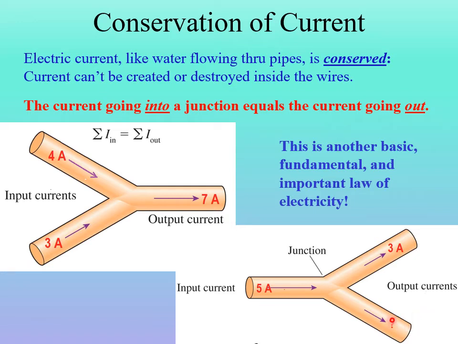Well, the answer must be 2 amps flowing through this pathway, because we know that there's 5 here and we've got 3 here, so this must be 5 minus 3, which is 2 amps. In other words, this 3 amps plus this 2 amps give us the 5 amps that are flowing into this junction.